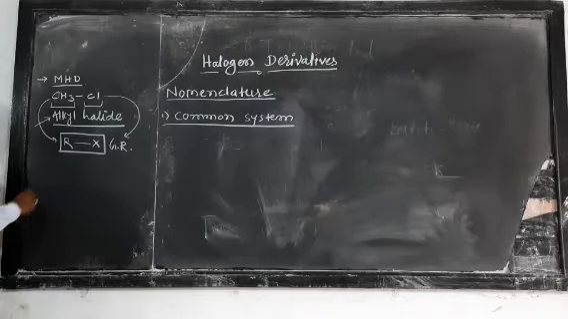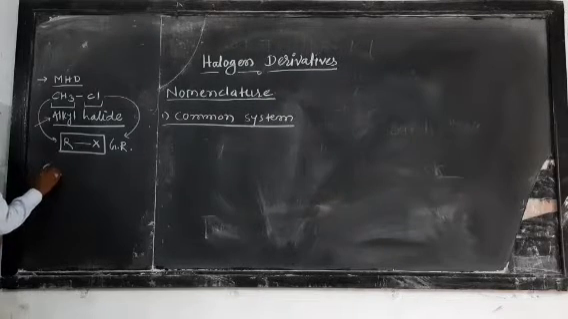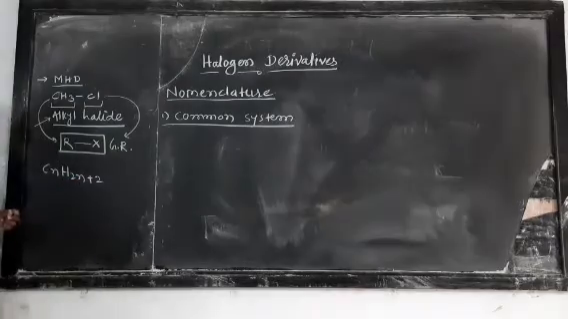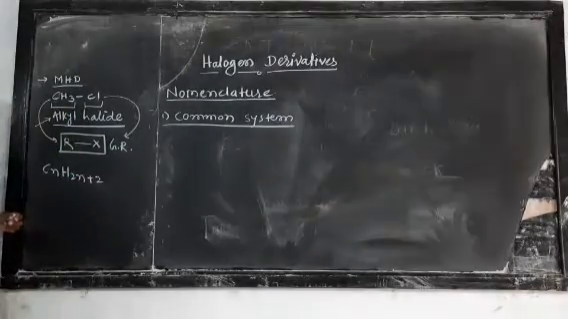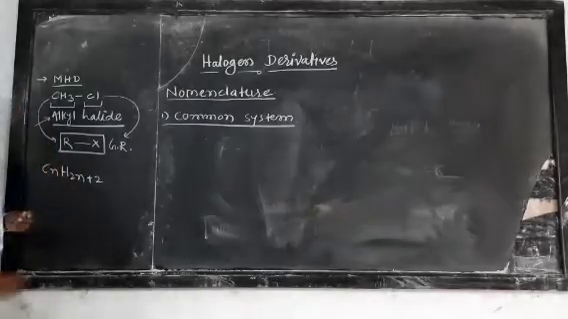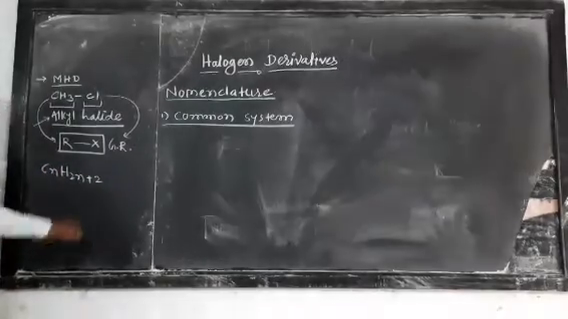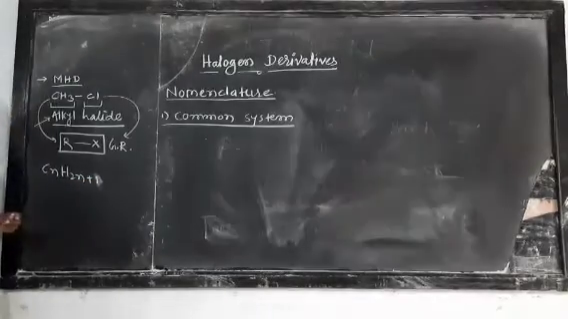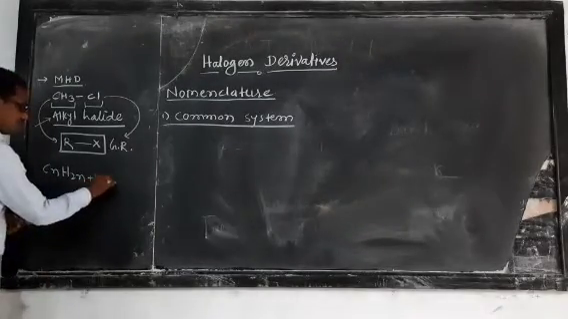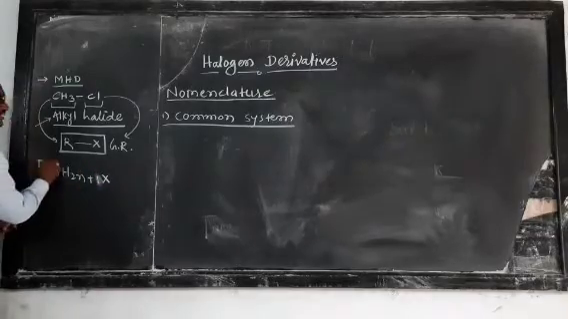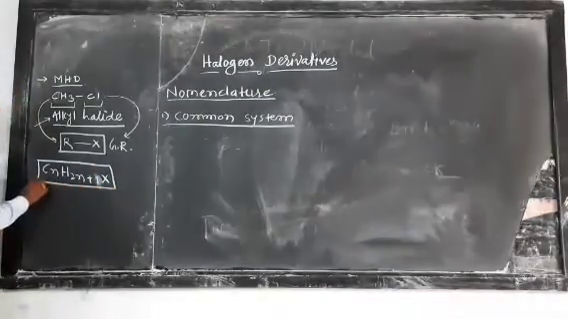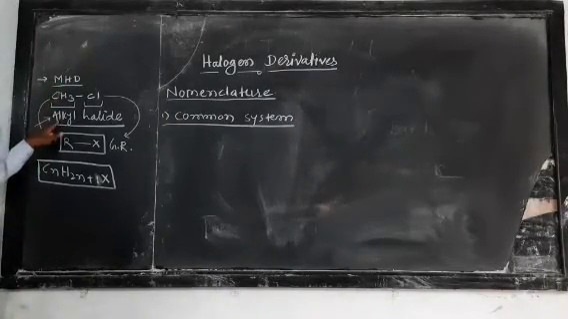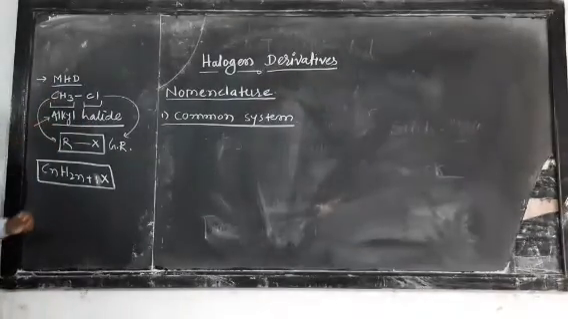The general formula for alkane is CnH2n+2. In monohalogen derivatives, we replace one hydrogen atom of the alkane by a halogen atom. So instead of these two, I am writing here 1, and 1 is replaced by X. So I am writing here X. This is the general formula for monohalogen derivatives and the general name is alkyl halide.